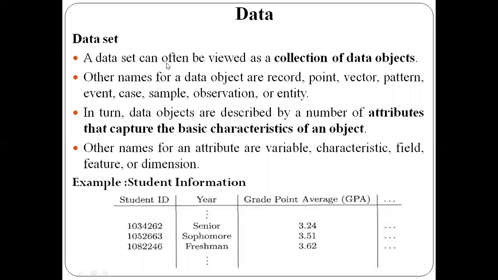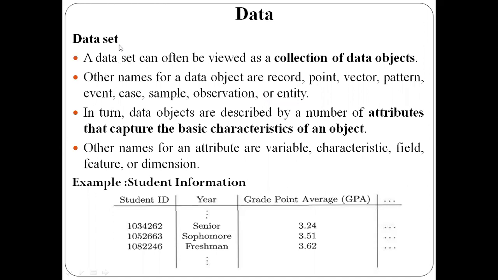Now, what are the other names for a data object? It is also called a record, like the record of your database table. It is also called a point, vector, pattern, event, case, sample, observation, or entity. Don't bother much about the other names here. Just try to understand that a data set is a collection of data objects.